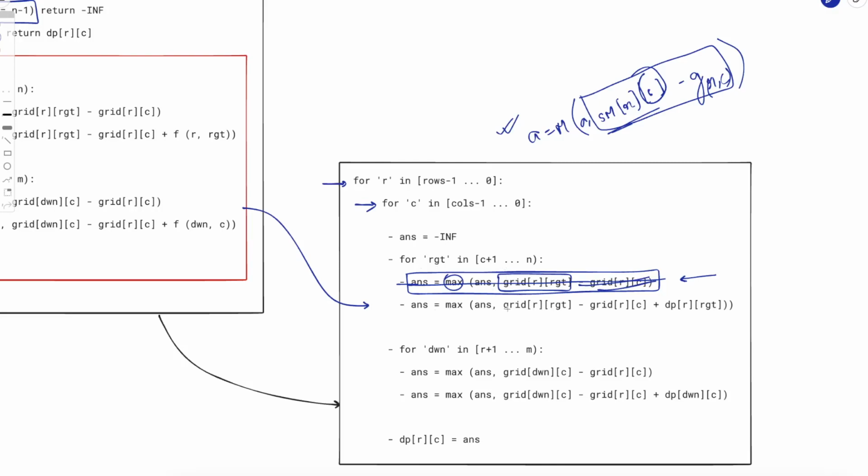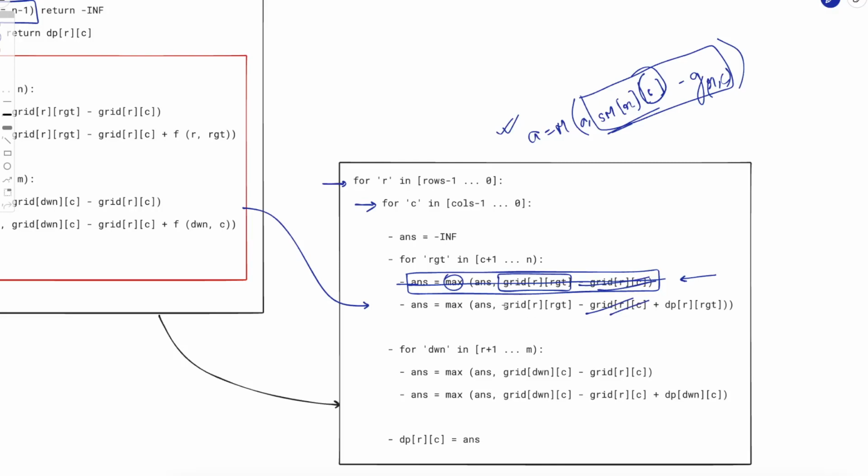Now can you remove this? I would encourage you to pause and try to think for a moment. This is very similar to what we have done just now. So you can remove this as well with a similar trick. You can say grid of R C is constant. So let's forget about grid of R C for a moment, right?